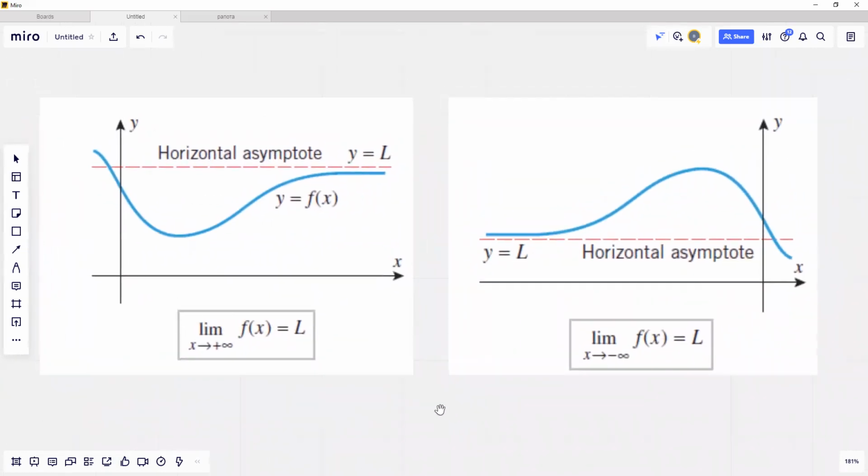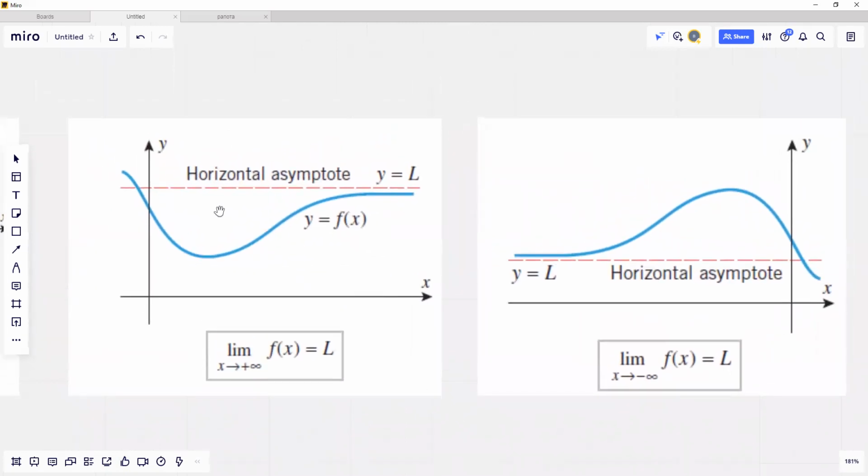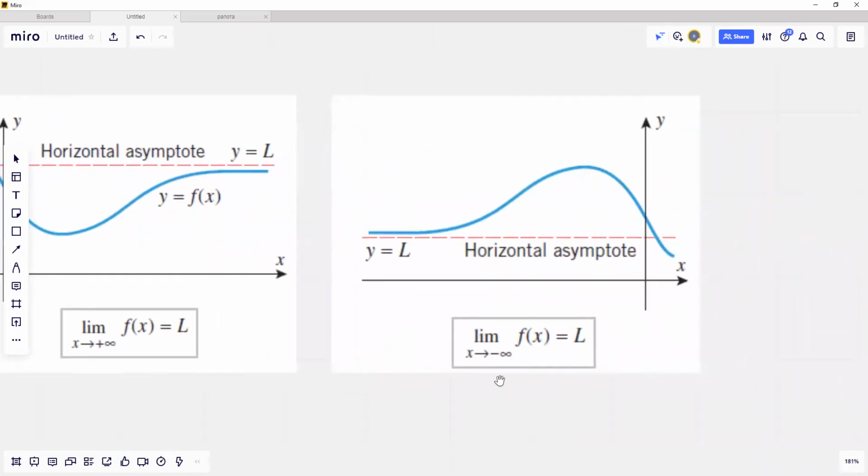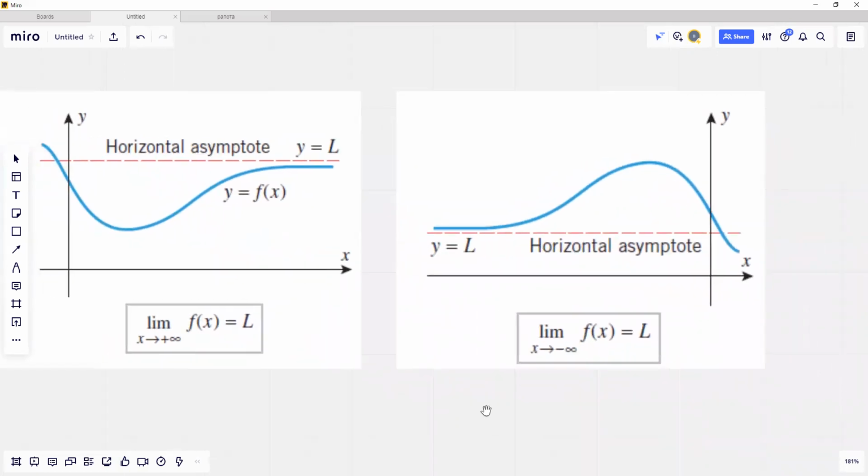Here are several other examples of horizontal asymptotes. In the first plot here, we have a horizontal asymptote at y equal to L. As x increases without bound, the values of f of x get closer and closer to L. So that limit is equal to L. And as x decreases without bound, values of f of x get closer and closer to y equal to L. So y is getting closer and closer to L, but it will not touch that horizontal asymptote.